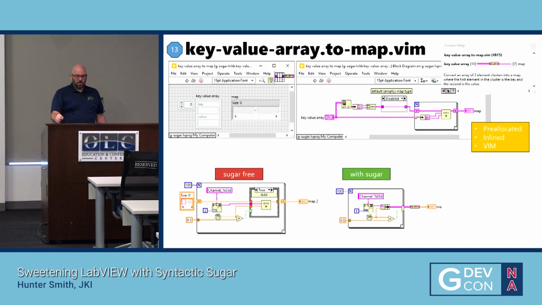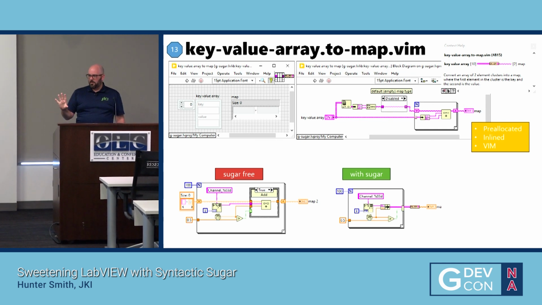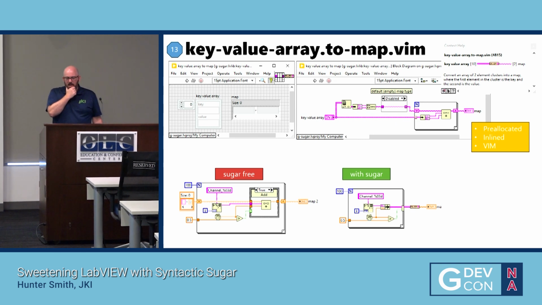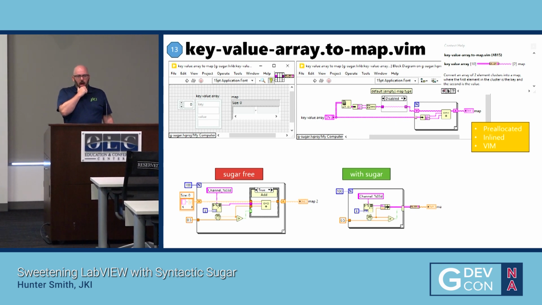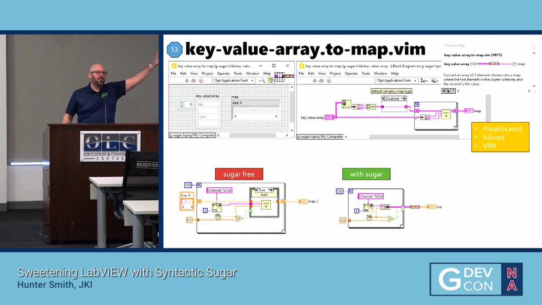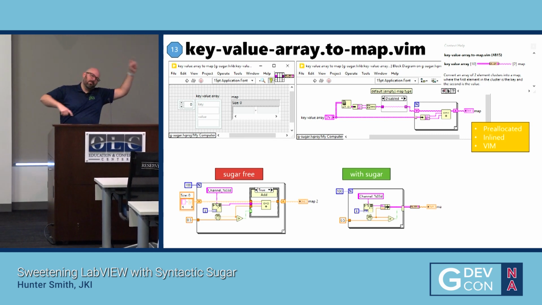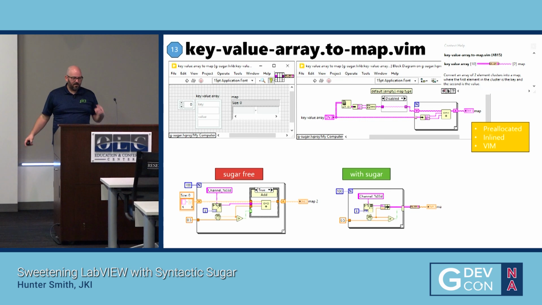All right, last one. This is probably the most opinionated and maybe the most polarizing. This is key value array to map. Often there's a use case where you need to conditionally build a map. In this case, I'm going to spin this loop 100 times. If it's greater than 0.5, I want to include it. If it's not, I don't. Because of the way maps work, I need to use a case structure there. Because of the way maps work, I now need to initialize that. So now I have to have that map constant that maybe I have to keep up to date. And if I change the type in the loop, I have to go back and change the type in the constant or make it a type def.